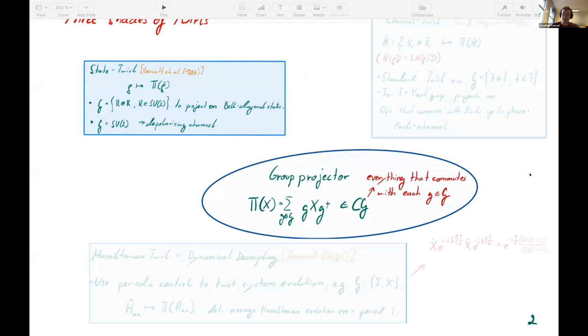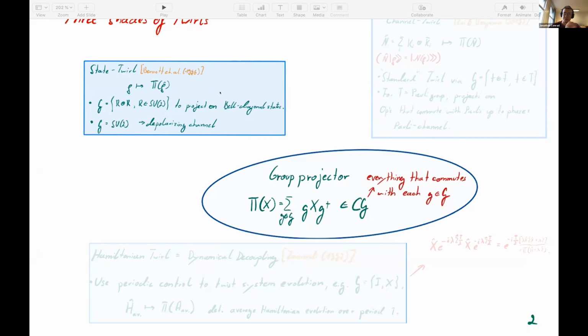So to jump right in, the central object that matters when talking about a twirl is called a group projector, which is simply a function that maps an input to something that commutes with each element of some group G. The simplest physical realization of this group projector is also from one of the first papers where the notion of a twirl appears, the Bennett et al. paper, where the idea is that we take some two-qubit state and apply random U tensor U rotations to the state.